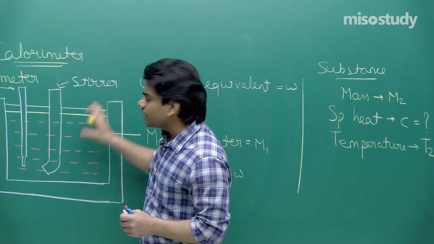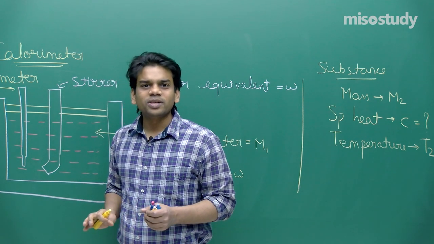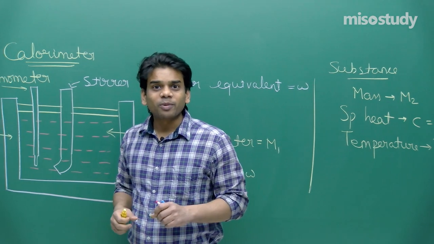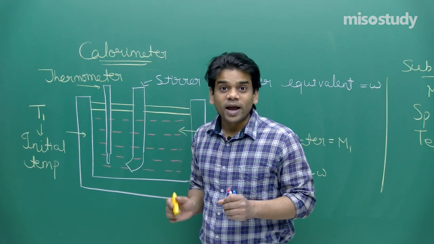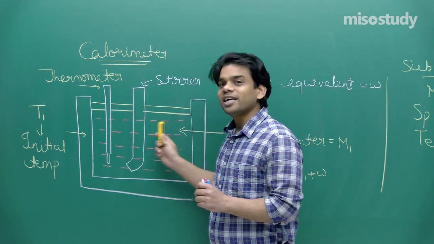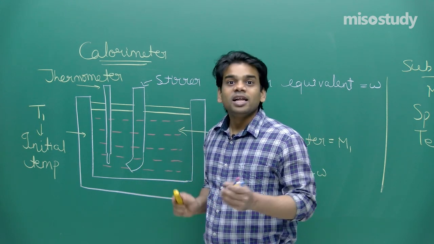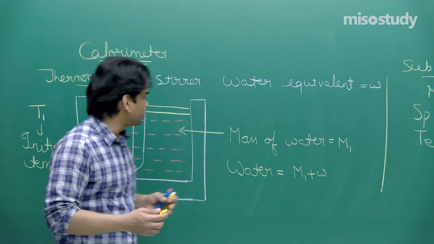What we do, if we bring the substance into this copper calorimeter, what will happen? Exchange of heat will take place. Let's say T1 is less than T2. So the final uniform temperature, which will be the same for the object and the water within the calorimeter, let's say that is attained as T. T is the final temperature of the object and the system.